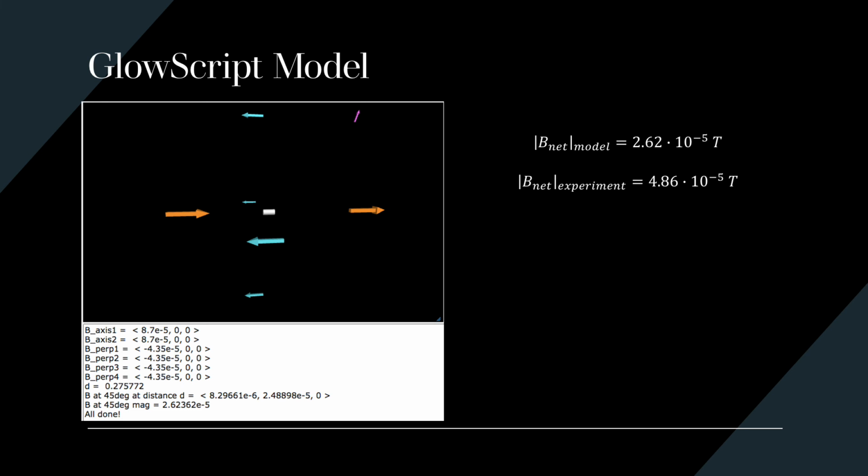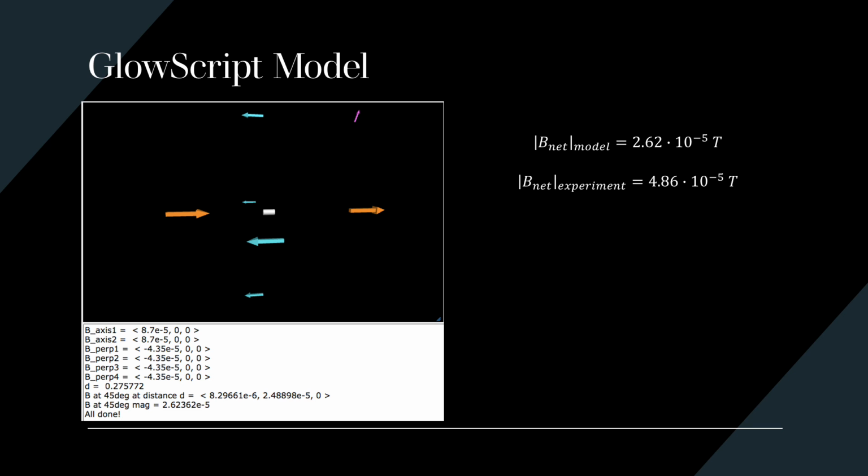In the model, the small white thing in the middle represented the magnetic dipole. As you can see, the 2 orange arrows show the on-axis magnetic fields, while the 4 blue arrows around showed the perpendicular ones. The pink arrow on the side shows the 45-degree angle.